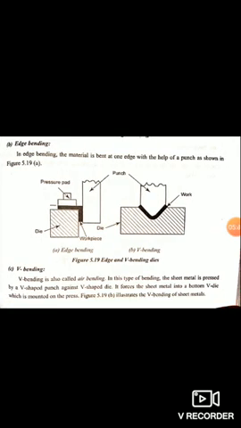Next we'll move on to edge bending. In edge bending, we can see that the material is bent at one edge with the help of a punch. Next, we'll move on to V bending. In V bending, we are using a V punch along with a V-shaped die. The V punch forces the sheet metal into a bottom V die which is mounted on the press.